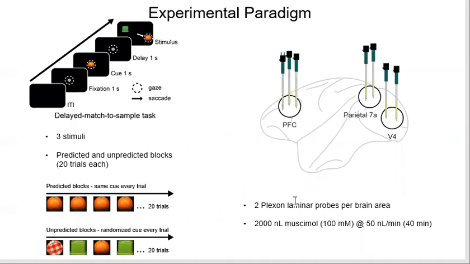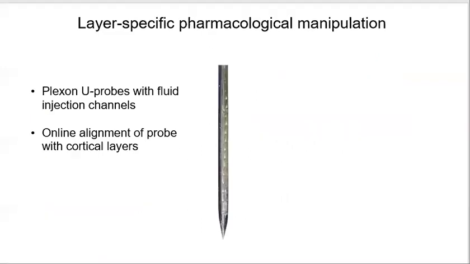2 Plexon laminar probes will be inserted into each brain area, prefrontal cortex, parietal 7A and V4, and 2,000 nanoliters of 100 millimolar muscimol, which is a GABA A agonist, will be injected at 50 nanoliters per minute over the course of 40 minutes. To achieve layer-specific suppression, I use Plexon probes with fluid injection ports at either superficial or deep locations, and I align the probe online to the cortical layers.